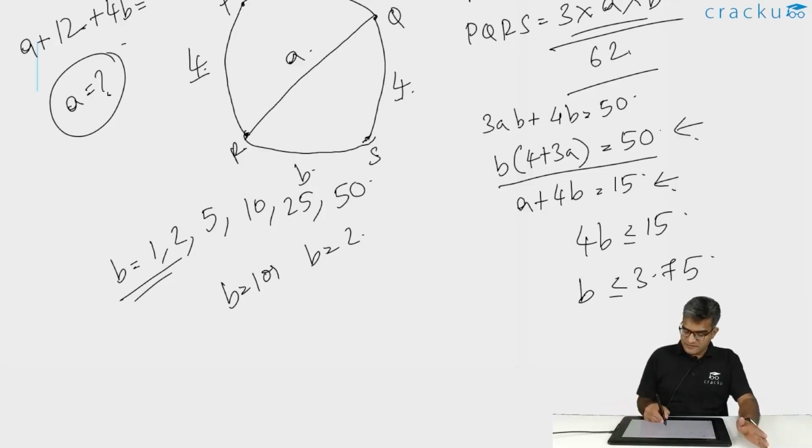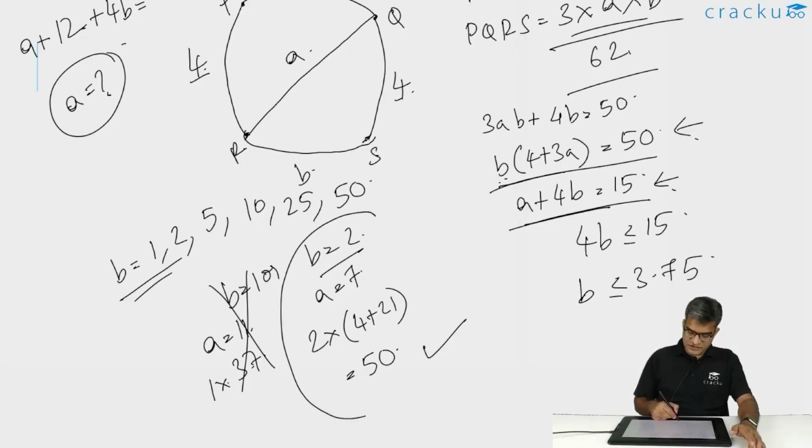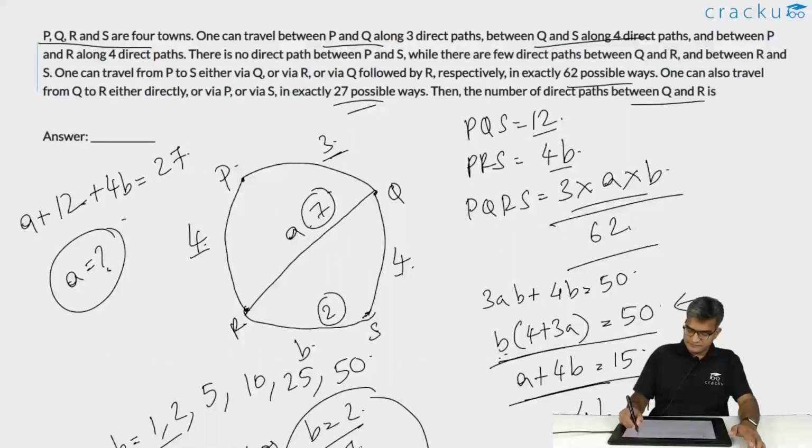If B is 1, from this particular case, the value of A will be 11. And from this, the value of B into 4 plus 3A will be 1 into 4 plus 33 is 37. This is not equal to 50. So this case is not true. If B is equal to 2, from this question, the value of A is equal to 7 from this equation. And the value of B into 4 plus 3A will be 2 into 4 plus 21, which is actually equal to 50. So this is true. So the value of B is 2 and the value of A is 7. So the answer for this question is 7.